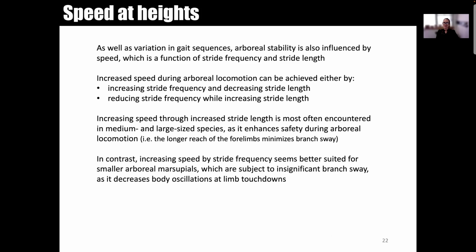The strategy of increasing speed through increased stride length is most often encountered in your medium and large size species, as it enhances safety obviously during arboreal locomotion. In contrast, increasing speed by stride frequency seems better suited for those smaller arboreal marsupials, which aren't going to be subject to branch sway as they move. And it decreases body oscillations as the limb touches down on the branch.